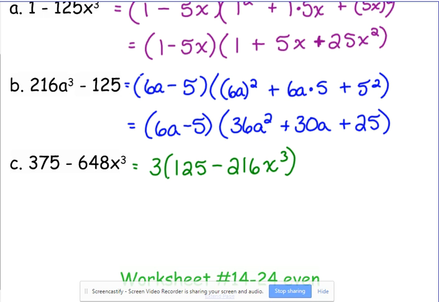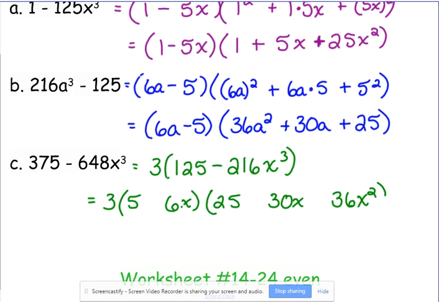So we just factored this, but this time the order is just flipped. So it's 5 and 6x. So we've got 25, 30x, and 36x squared. So same, opposite, always positive.